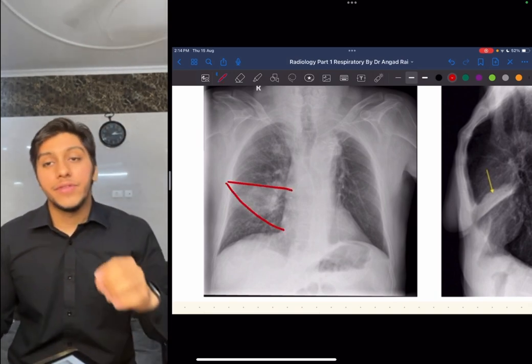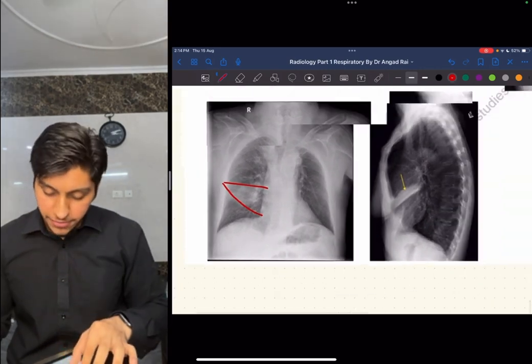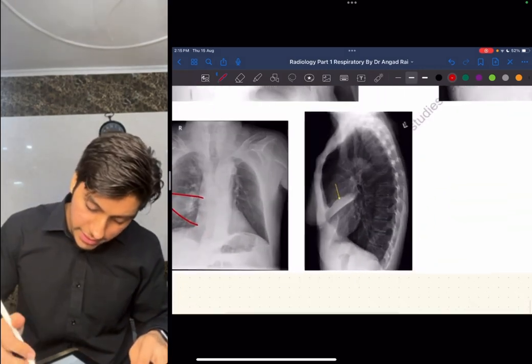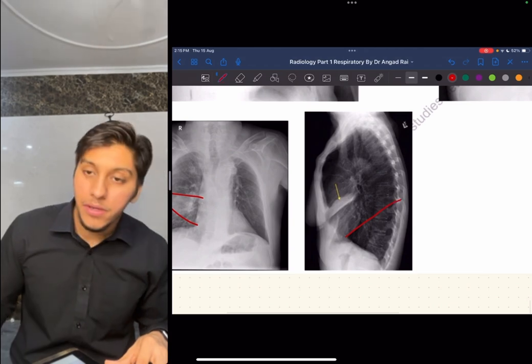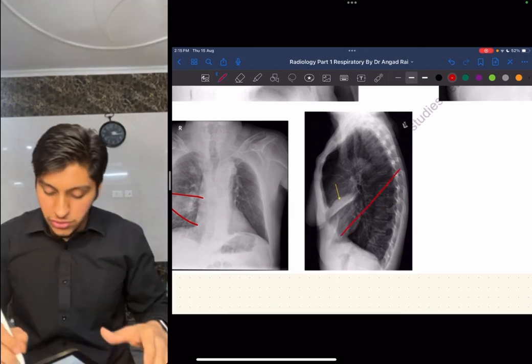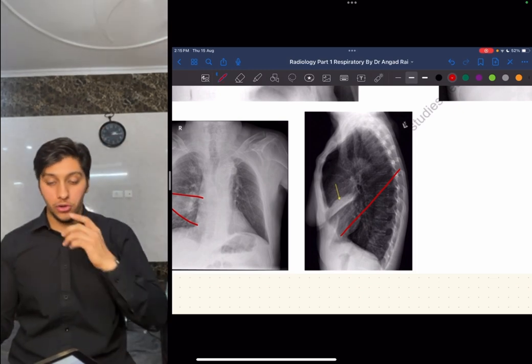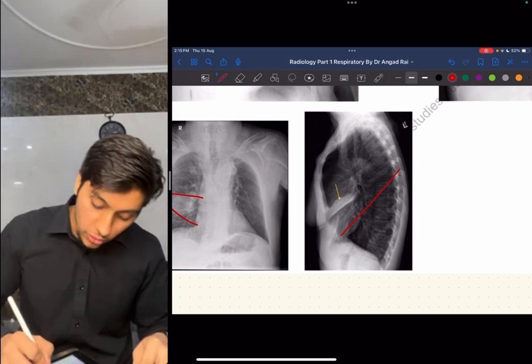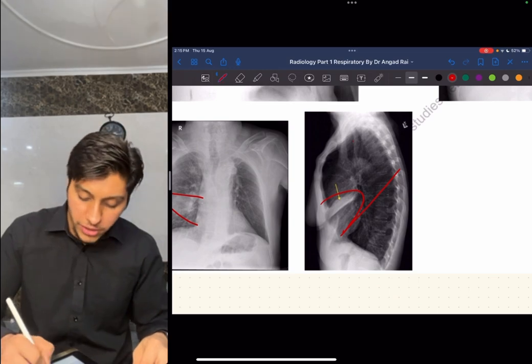So now you see that there is involvement of the middle lobe, right? And over here also, as I said, this part at the back will be divided by the oblique fissure. So the lower part is always going to be the lower lobe, the upper part is going to be the upper lobe, and if you see this condition, involvement over here is going to be in the middle lobe.